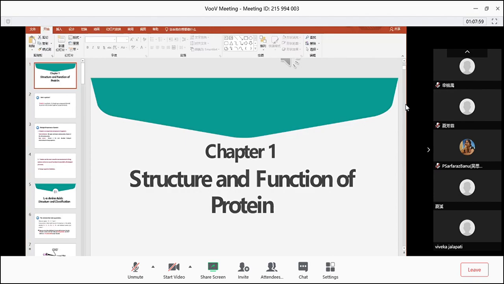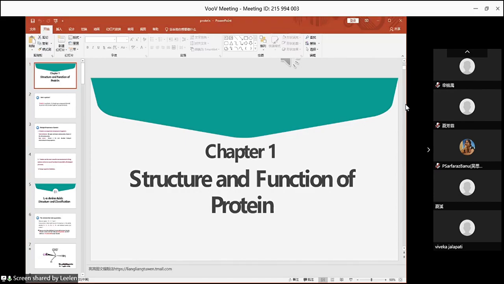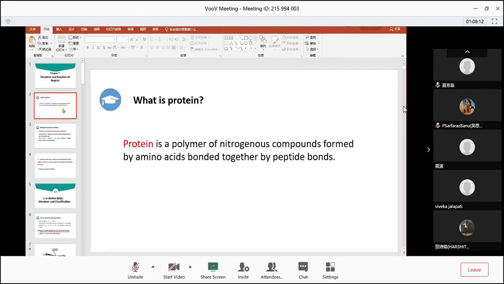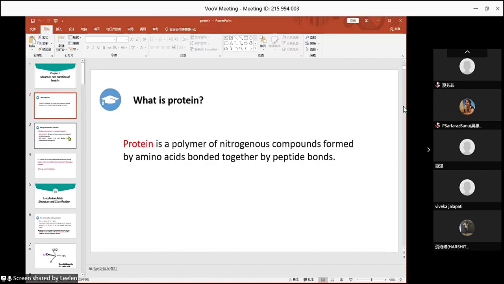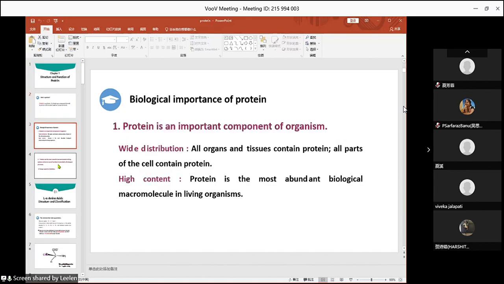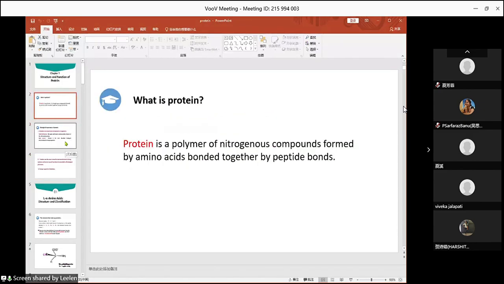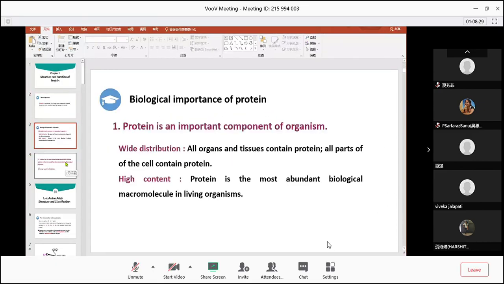We will go through chapter 1, the structure and functions of the protein. First, what is the protein? You need to know the biological importance of the protein. All this I have explained in the class, so you need to know this is important.